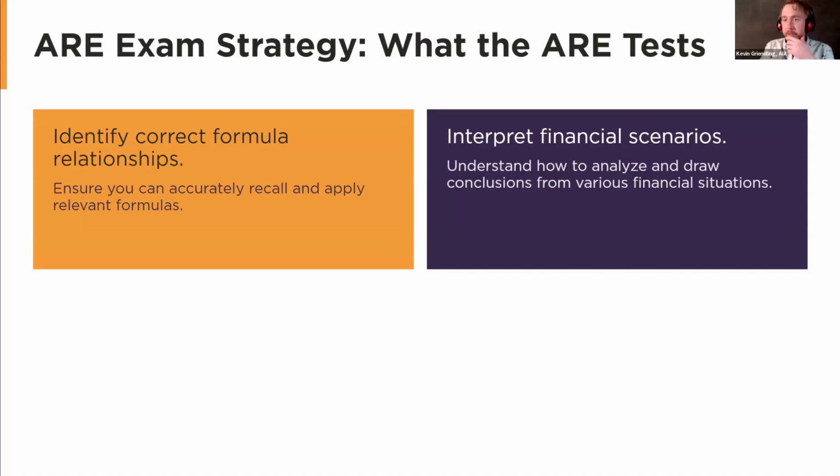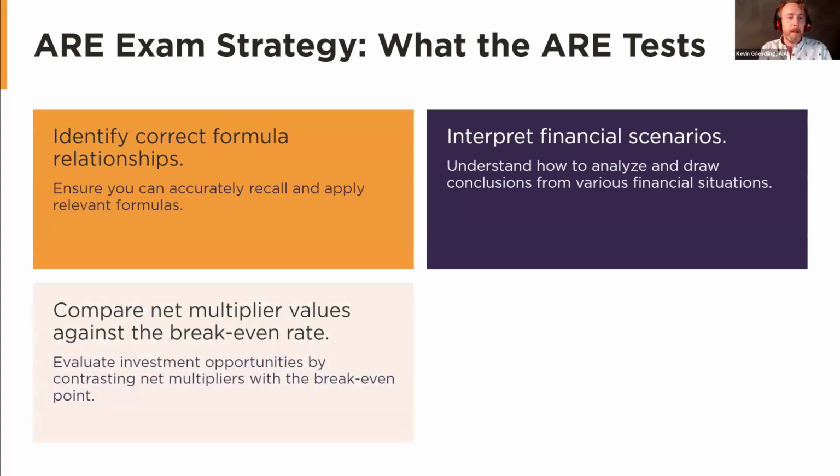You'll need to interpret certain financial scenarios. You'll be given information about the firm's financial situation, and you'll be tasked with analyzing it and coming up with a solution or response to a condition that you see in the numbers. Net multiplier values against the break-even rate are essentially the same thing. You just need to know that your net multiplier is the multiplier that you apply to your billing rates, while the break-even rate is just a static number you need to be above.